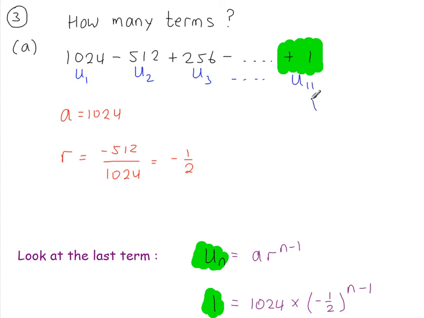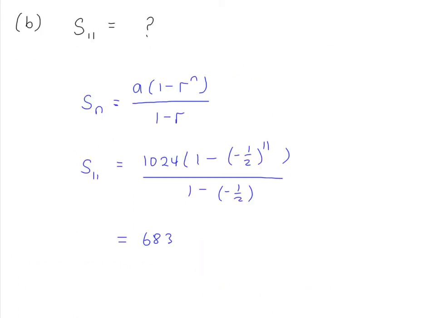The sum of the first 11 terms, we can use the Sn, sum of n terms formula, substitute the values in, and put this all into your calculator. Use brackets appropriately in your calculator, like the minus a half, put that in brackets. 683.